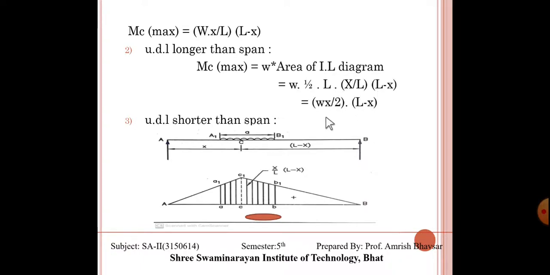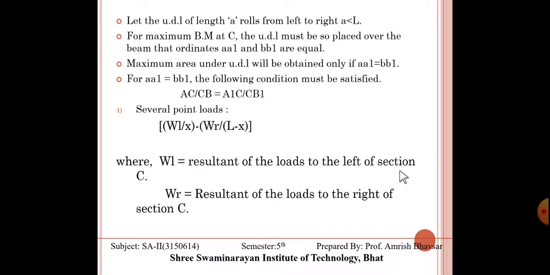So, it is Wx square by 2 into L minus x. This equation gives us the maximum bending moment for the UDL. When the UDL is shorter than the span, something like this, then we have to consider these two positions, and the average value of this diagram will give us the maximum bending moment.